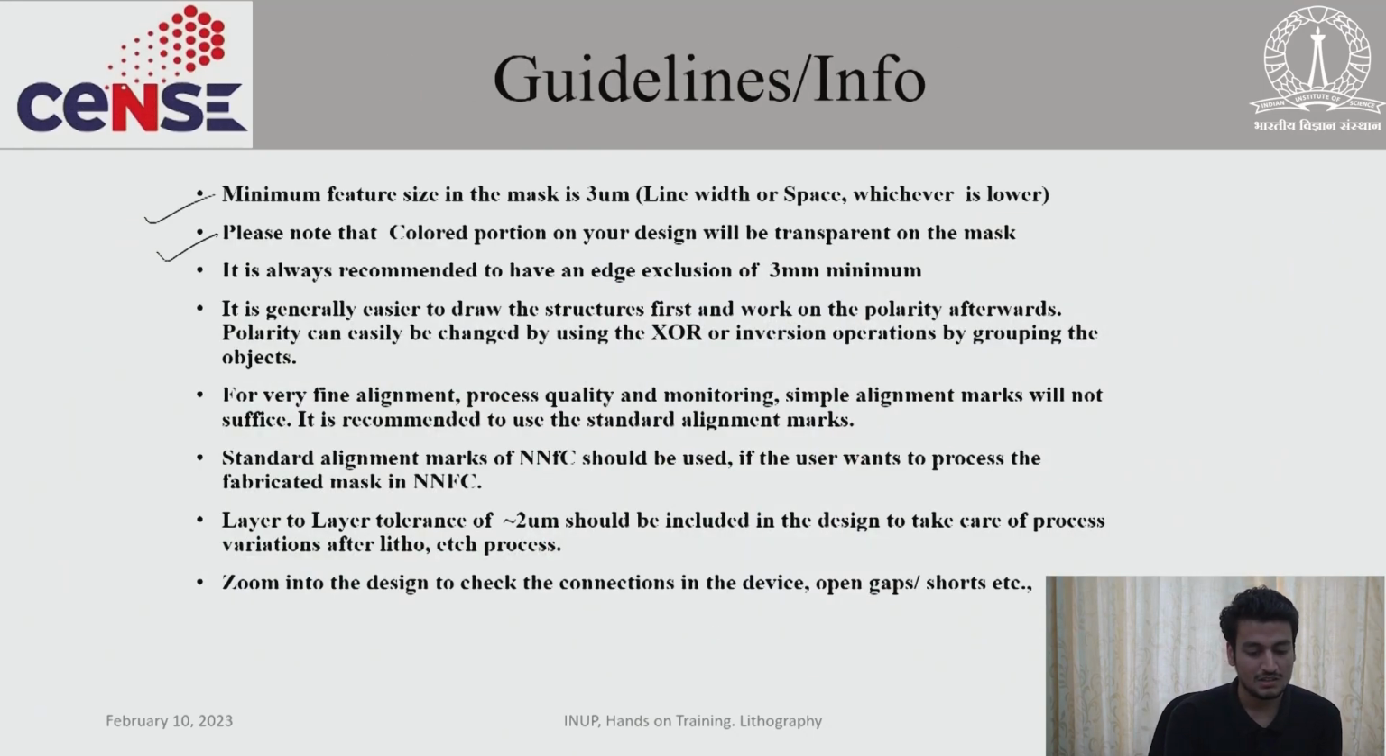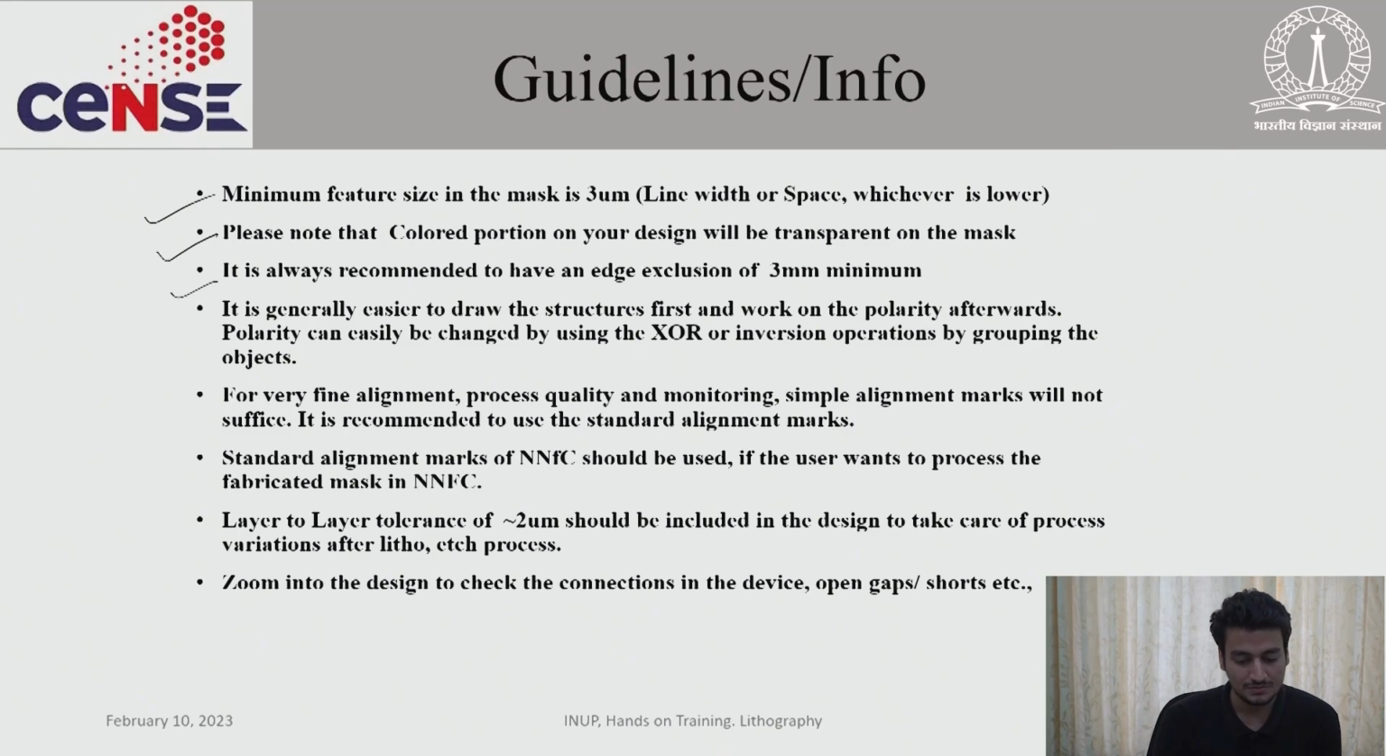The third one, it is always recommended to have an edge exclusion of 3 mm minimum. Just suppose you are willing to go with a 4-inch wafer, so we suggest keeping at least 3 mm of edge exclusion from the boundary. Why? Because there might be some edge bead formation during the spin coating. Also, if we are going for etching or DRIE processes, the edge part will get affected. So the devices which you have on the edges will get affected for sure by the process, and you cannot use those devices for characterization or for your further processes.